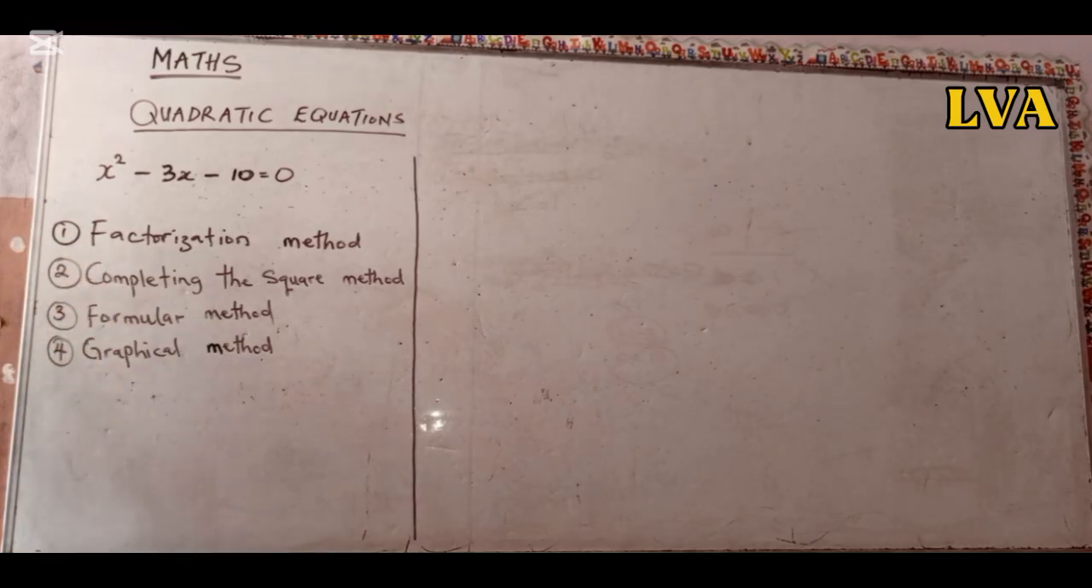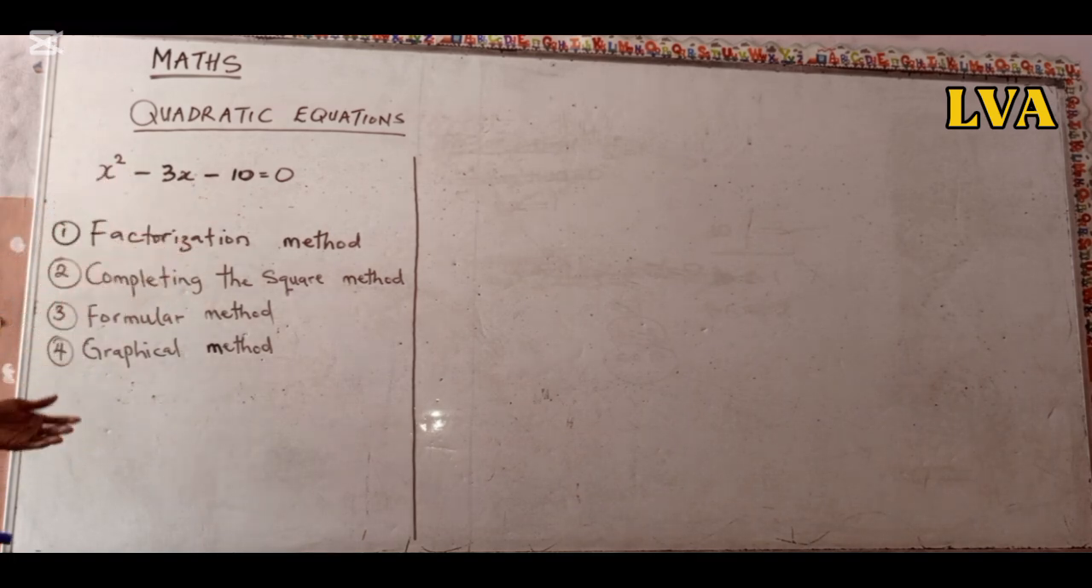So I have a question here on the board, which is x to the power 2 minus 3x minus 10 equals 0. Now, question, is that a quadratic equation? Yes. Why is it a quadratic equation? You can see the highest power is 2. The power of x is 1, the power of x is 2. We don't have another x with a higher power. So that means this is a quadratic equation.